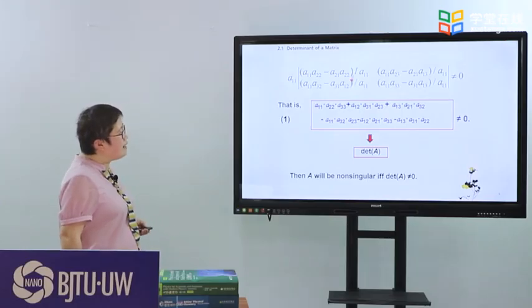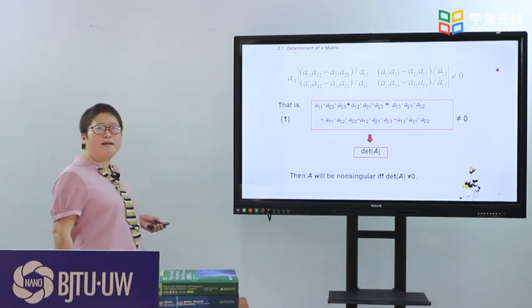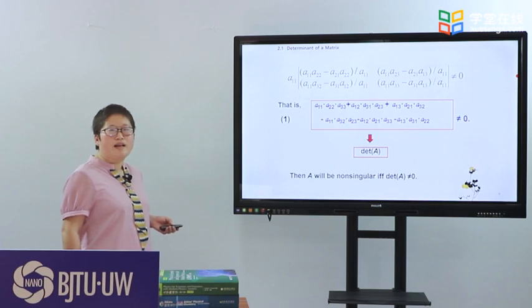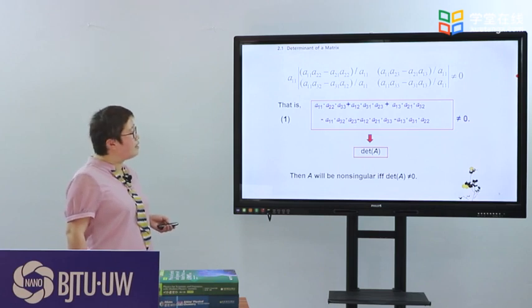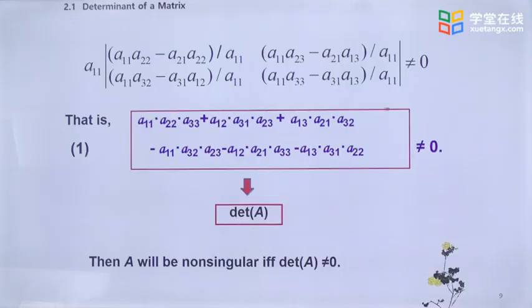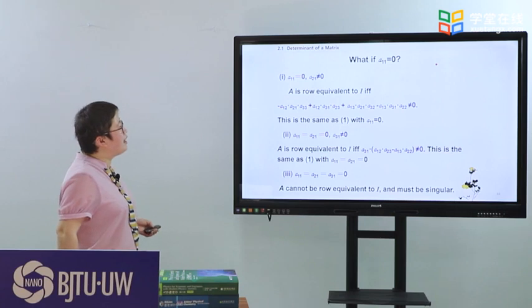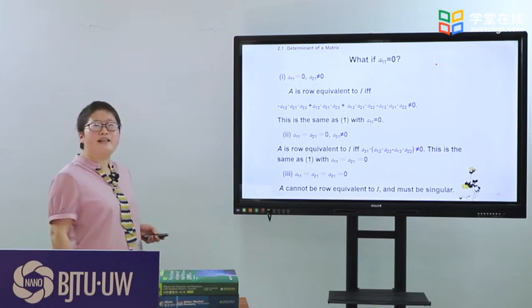So later, by simple computation, you can see that for the 3 by 3 matrix, the determinant does not equal 0, which means this summation of 6 terms does not equal 0. Okay, so A will be non-singular if and only if the determinant of A does not equal 0.